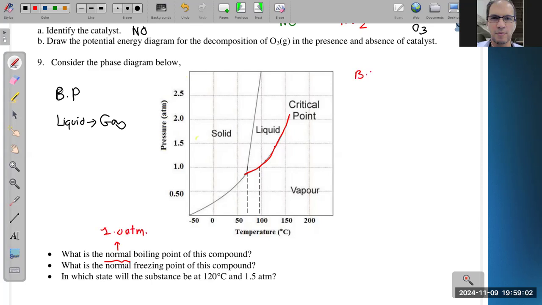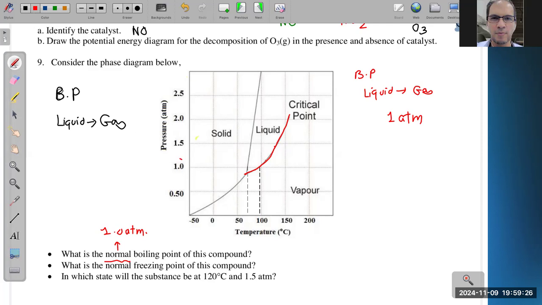So the boiling point is the temperature at which you change from a liquid into a gas. And the normal boiling point is your boiling point when your pressure is what? 1 atmosphere. So I'm going to choose the one that's at the normal boiling point, which means at 1 atmospheric pressure. So I will go for the number 1.